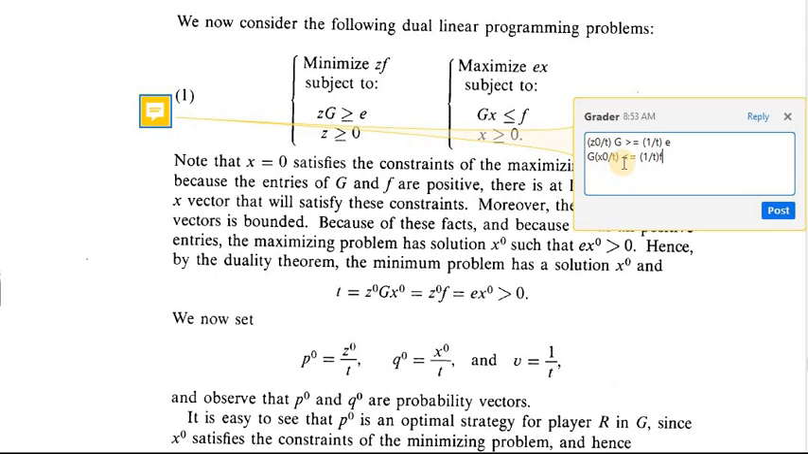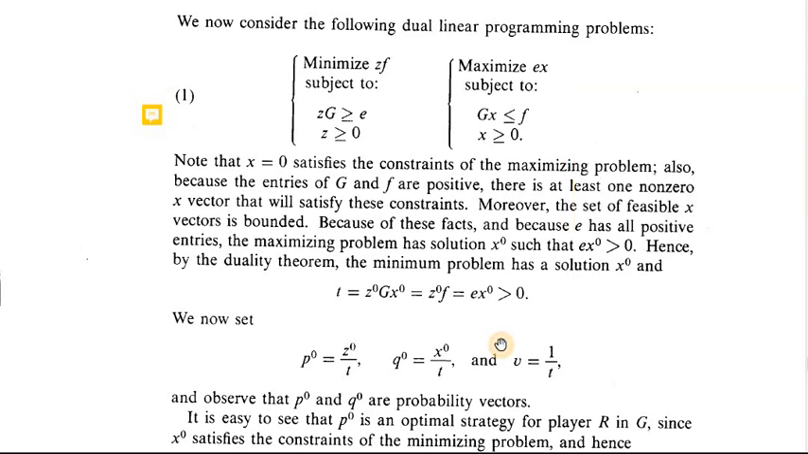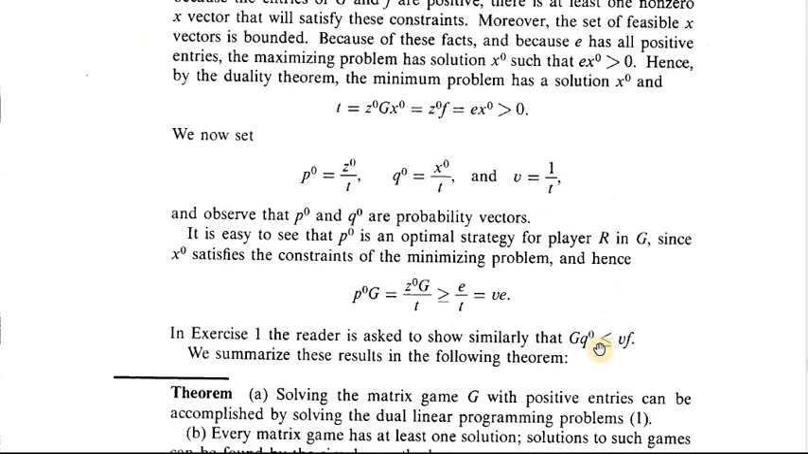Now, if you look back at the previous chapter that we just reviewed before talking about this, this is exactly the condition for 1 over T to be the value of this game. 1 over T is a guaranteed return for the row player if he plays the strategy Z0 over T. And 1 over T is also the guaranteed return for the column player if he plays the strategy X0 over T. So our strategy has worked, and we now have mixed strategies for both the row player and the column player, and we also have the value. All right, so let's see how this works in practice.